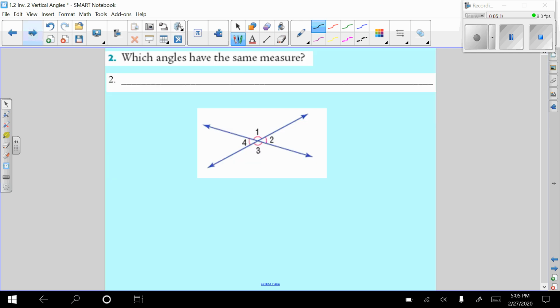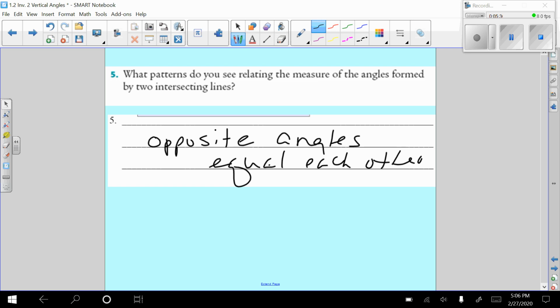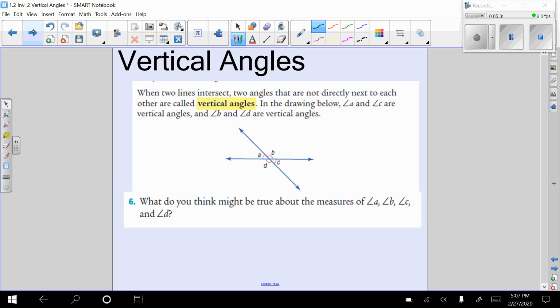So which ones measured the same though? Well, you can see that angle 1 was equal to angle 3, and angle 2 was equal to angle 4. Those angles, the measurements equaled each other. So what pattern was that? The pattern would be that opposite angles equal each other. Now, there is a name for those opposite angles. Those opposite angles are called vertical angles. So when you look at vertical angles, they are right across from each other. Those angles have the same measurements.